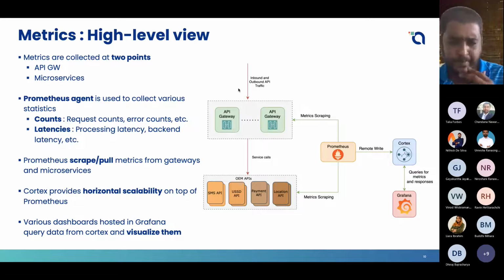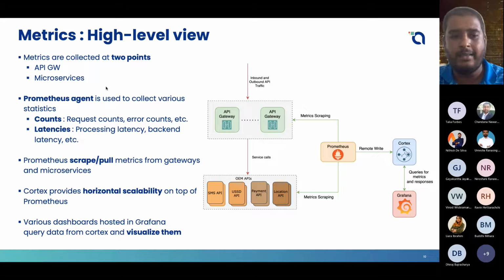In order to collect useful numbers about this operation or request flow, we collect metrics at the API gateway and the microservices, right? So how do we collect these metrics? We use the Prometheus agent. Basically we are burning in some code to collect these metrics. If you are familiar with the Prometheus API, it's quite simple.